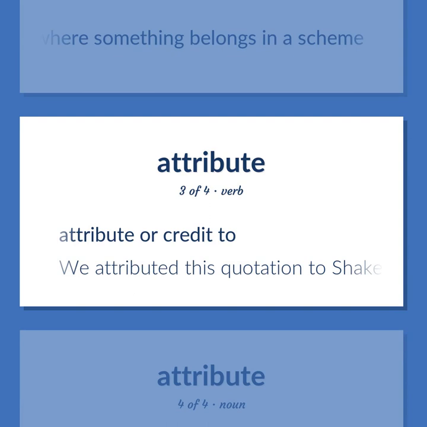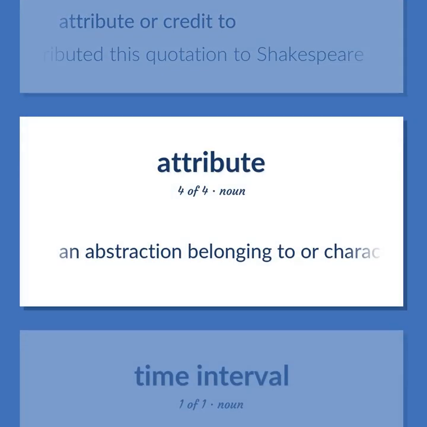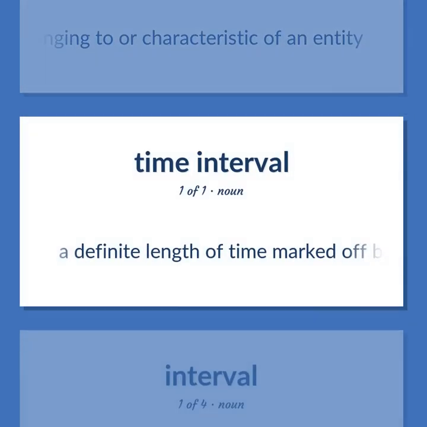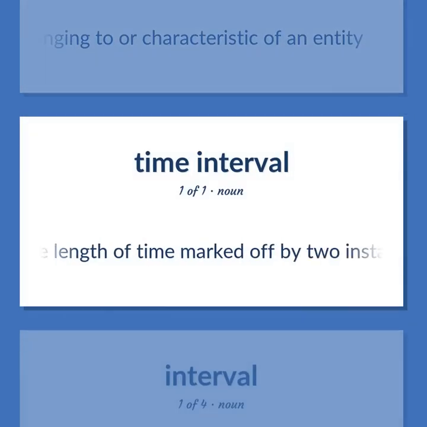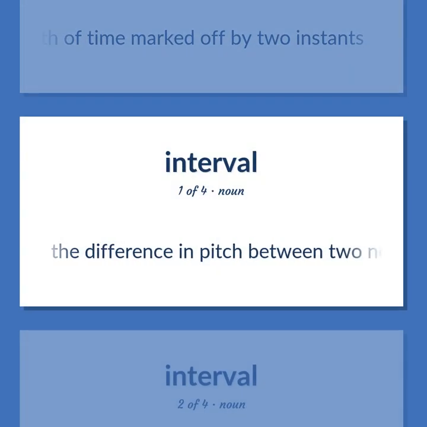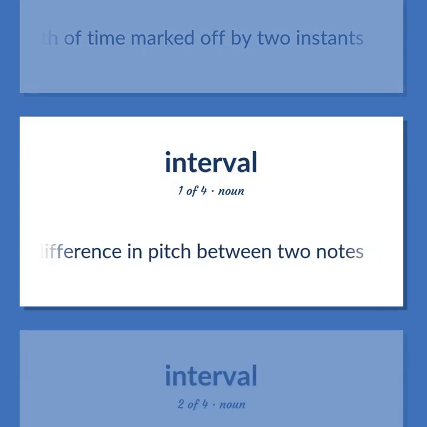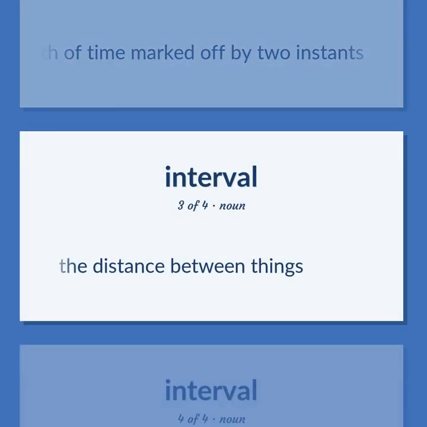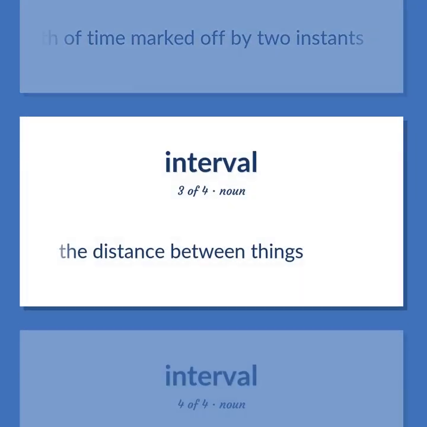Attribute or credit to. We attributed this quotation to Shakespeare. An abstraction belonging to or characteristic of an entity. A definite length of time marked off by 2 instants. The difference in pitch between 2 notes. The distance between things.